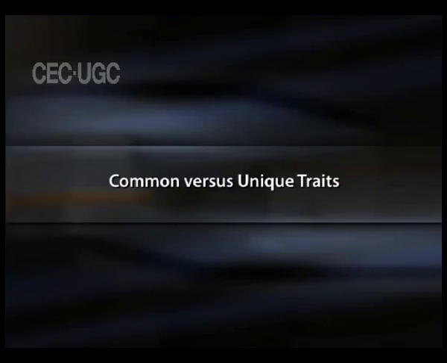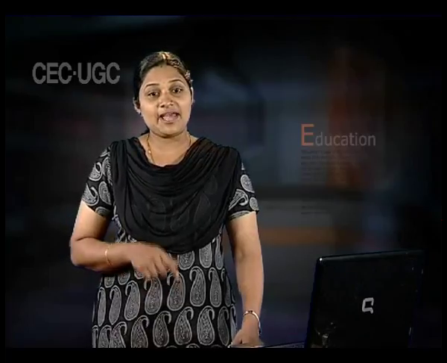Next category is common versus unique traits. A common trait is one that is shared in varying degrees by all members of the same culture. For example, self-esteem, intelligence and introversion. Unique traits are those that are shared by few or no other people. Unique traits are especially observed in the areas of interest and attitudes.